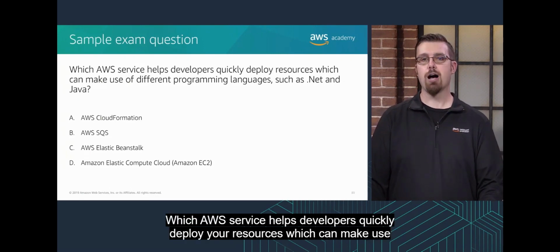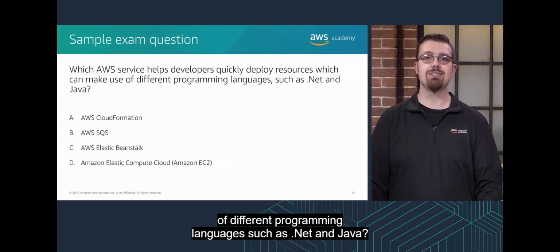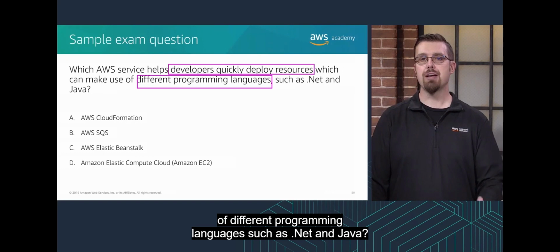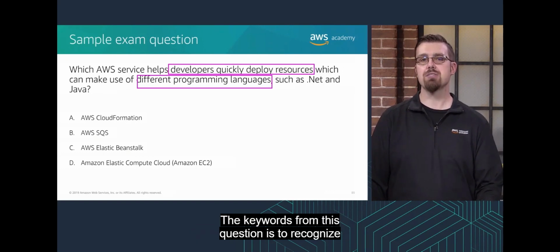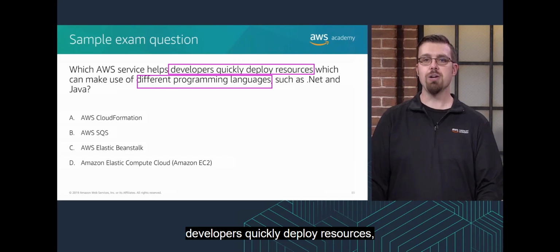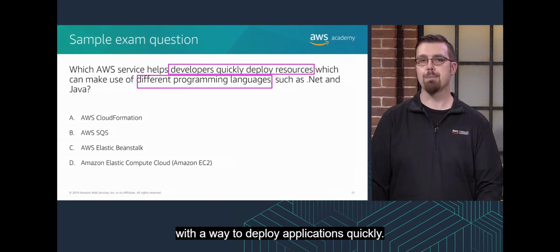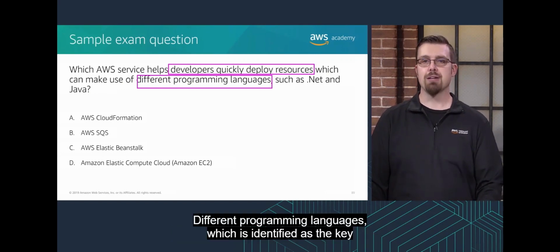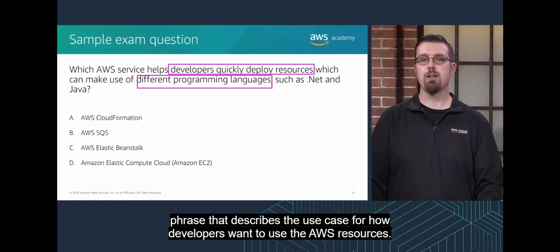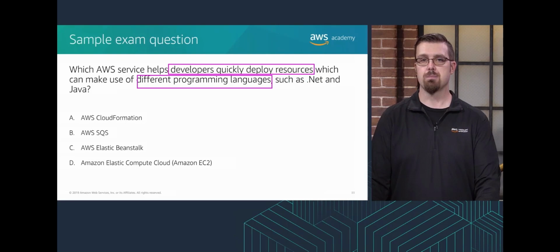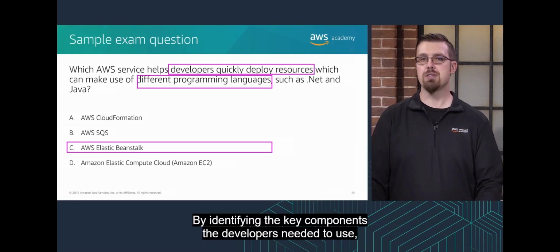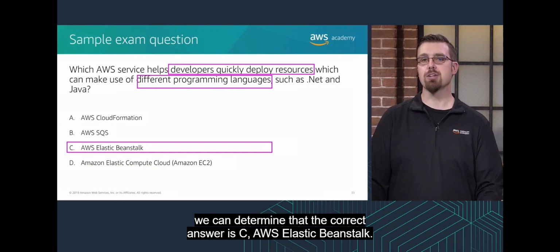Which AWS service helps developers quickly deploy resources which can make use of different programming languages such as .NET and Java? The key words from this question is to recognize developers quickly deploy resources, which indicates that the focus of the question is about providing developers with a way to deploy applications quickly. Different programming languages, which is identified as the key phrase that describes the use case for how developers want to use the AWS resources. By identifying the key components the developers needed to use, we can determine that the correct answer is C, AWS Elastic Beanstalk.